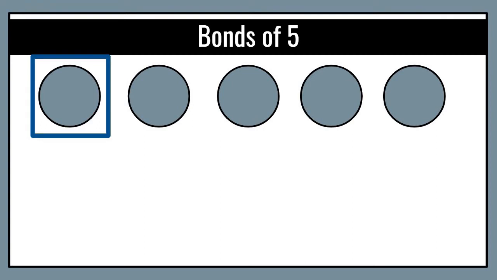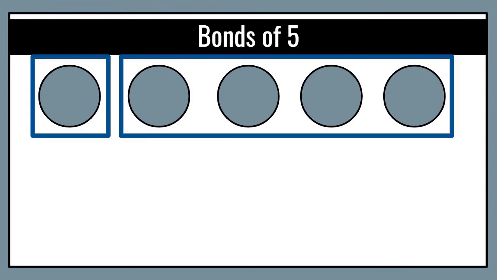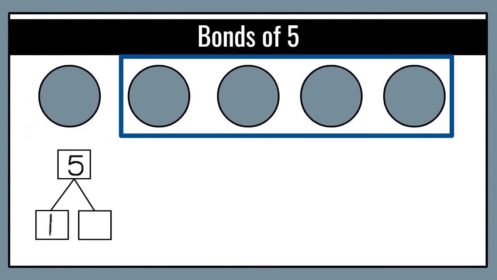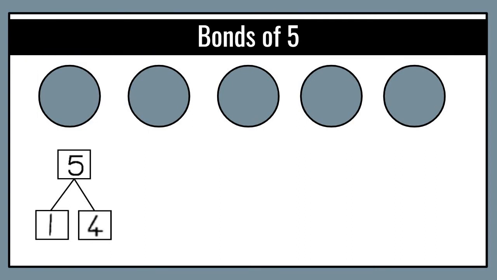1 and 4. Do you think 1 and 4 can make bonds of 5? Let's see. Let's start with our first dot. 1 and 4. Let's start with our first one. We start with 1, so let's write 1.